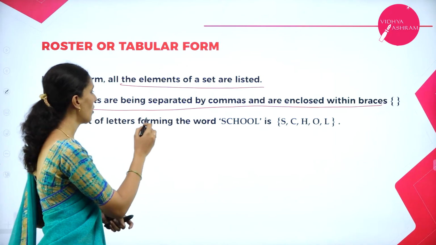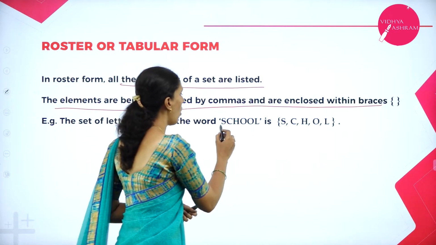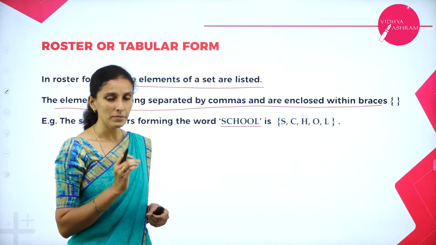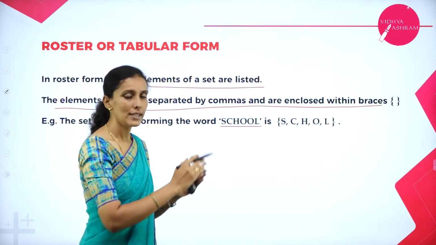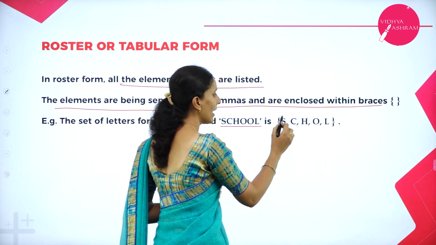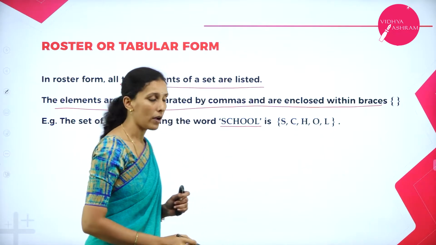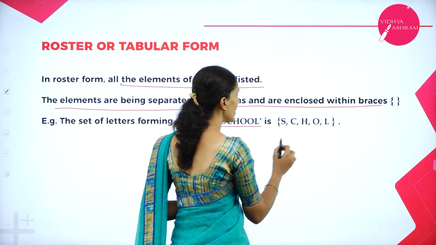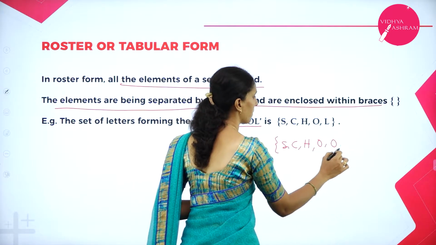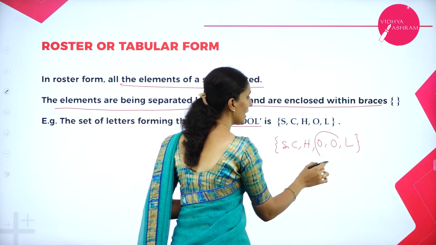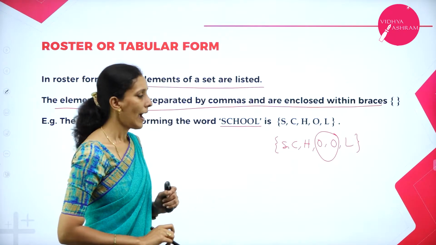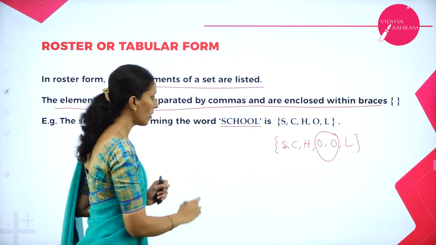The letters forming the word school. All the letters from the word school should be separated using commas and written in the flower bracket. So I have used flower brackets and separated each letter by a comma. But why is O not repeated? Why have we not written it like this? If any letter is repeated inside the set, you write it only once. And if you change the order, it doesn't matter.